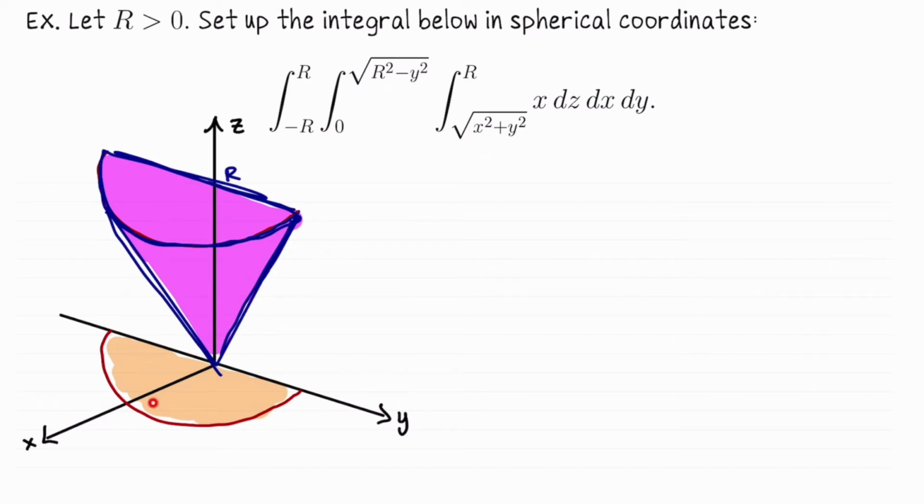So the quickest one that I see is theta. Because we go from the negative y-axis up through the positive y-axis, our theta bounds are going to go from negative pi over 2 to pi over 2.